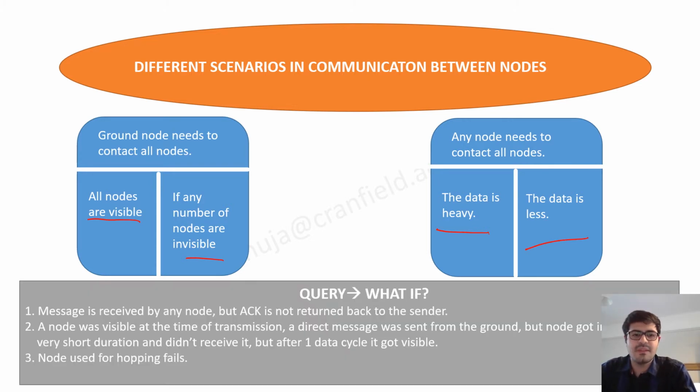In this case, the query is: what if the message is received by a node but the acknowledgement is not returned to the sender? In the last example, where we were explaining a lot of stuff in a dramatic way, we asked this question: if the message is received by the node but acknowledgement is not returned to the sender, what do we do? The second question is: a node is visible at the time of transmission and a direct message was sent from the ground, but the node became invisible for a very short duration and didn't receive it. But after one data cycle, it became visible.